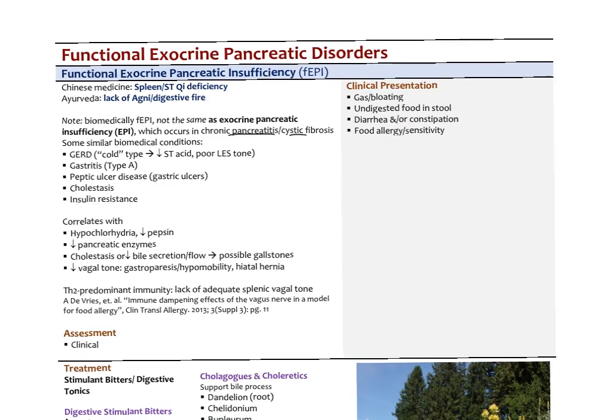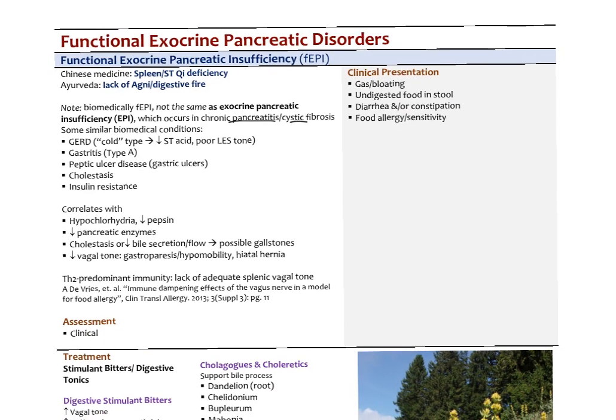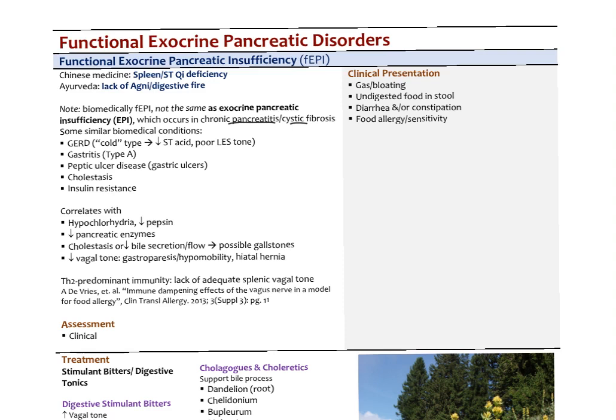So basically, we can see this in conditions like gastroesophageal reflux, GERD. There are really two types of GERD. We can say there's a hot GERD and a cold GERD. The hot GERD would have hyperacidity in the stomach. There'd be more inflammation. People are usually worse with any sort of enzymes, vinegar, spicy foods, that sort of thing. But the cold GERD is associated with decreased stomach acid secretion and poor lower esophageal sphincter tone, together with pancreatic insufficiency. And this is often due to a decreased function in the vagus nerve. So that's going to be the cold GERD.